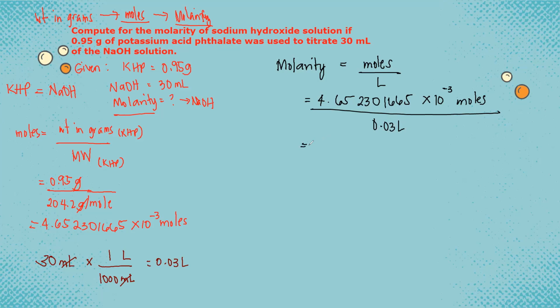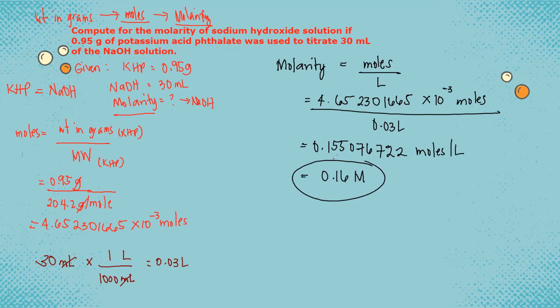4.652301665 times 10 raised to the power of negative 3 divided by 0.03. The answer, let me just write the whole answer first, and then we will round off later to 2 decimal places. So 0.15507672 moles per liter, or we can simplify this to 2 decimal places, 0.16 molar.